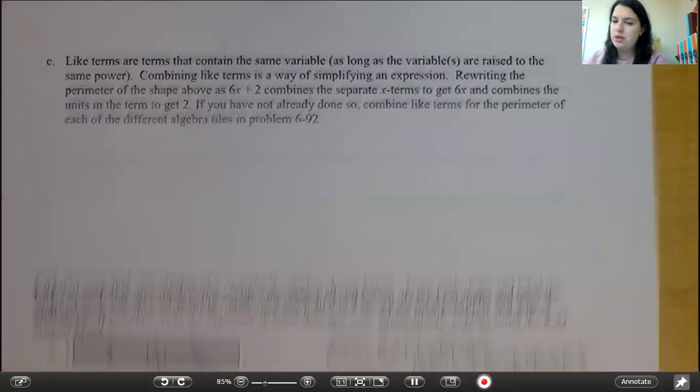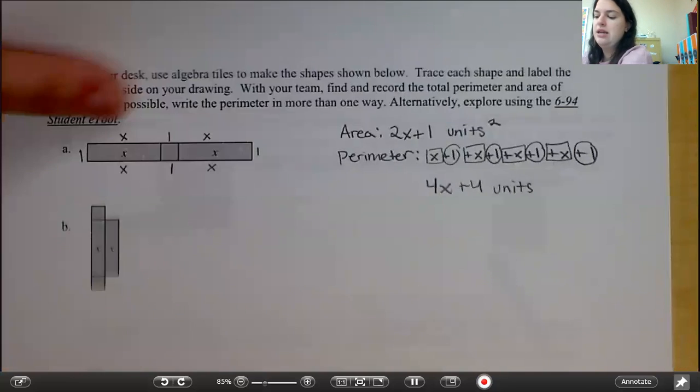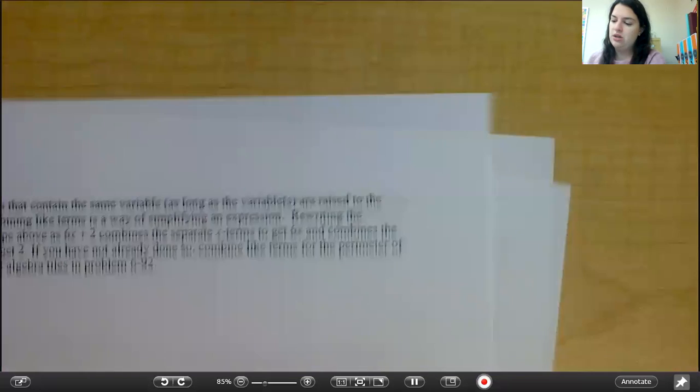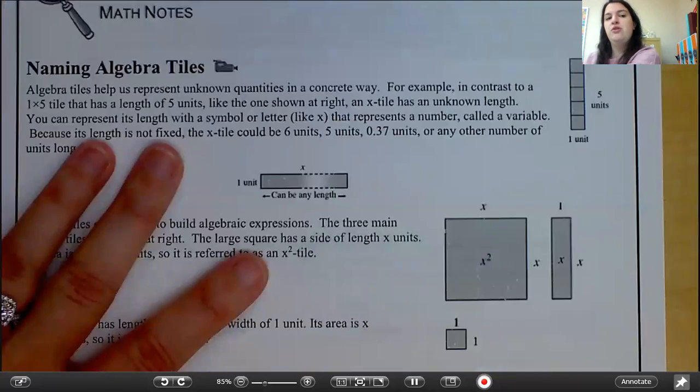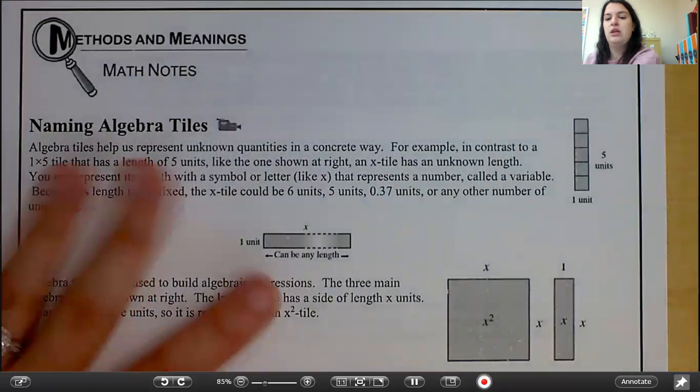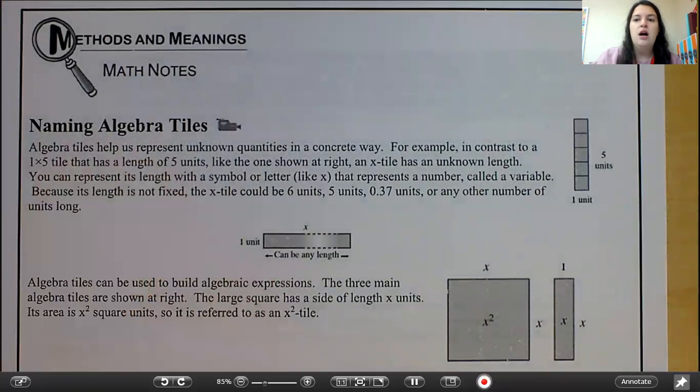Your responsibility is to finish parts B and C of this problem, and then we're going to save them and discuss them in class. So when you are done, please make sure that you upload pictures to Google Classroom, and if you have any questions, you can email me. Also, if you're stuck, please refer to the math notes box on the very back of your notes. It goes over naming algebra tiles. Upload a picture when you're done, and if you have any questions, please email me.